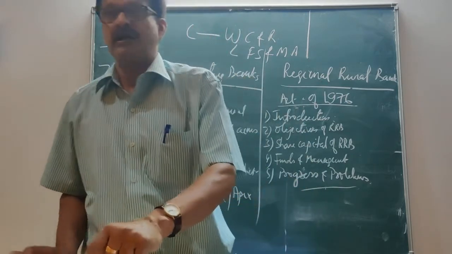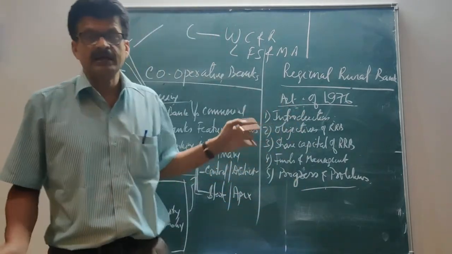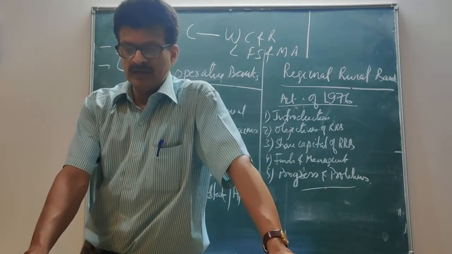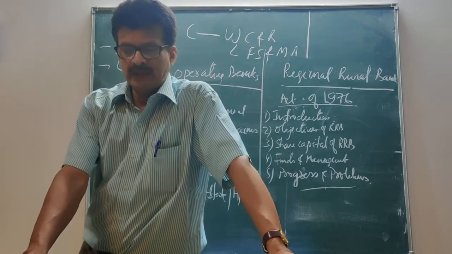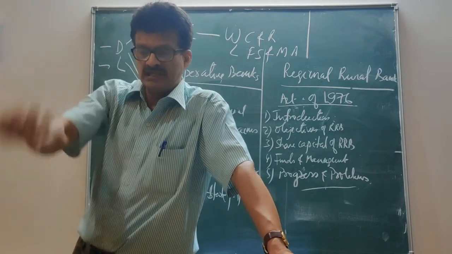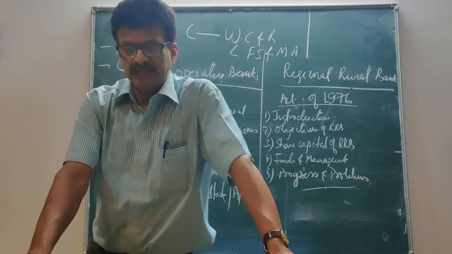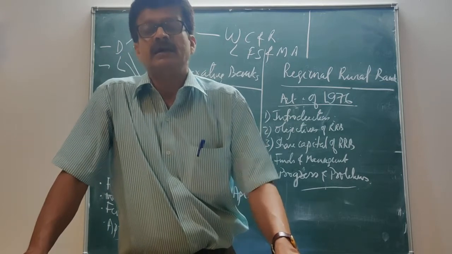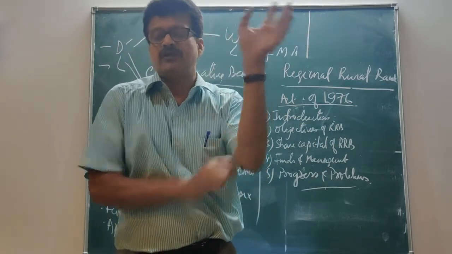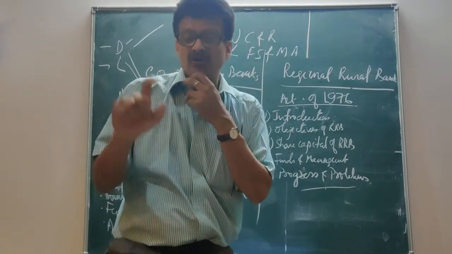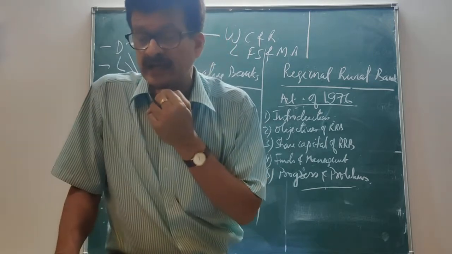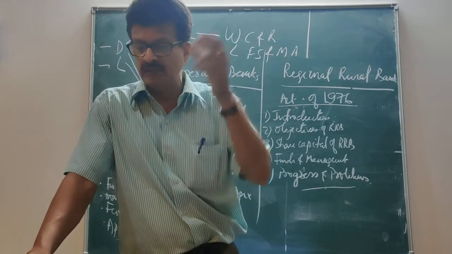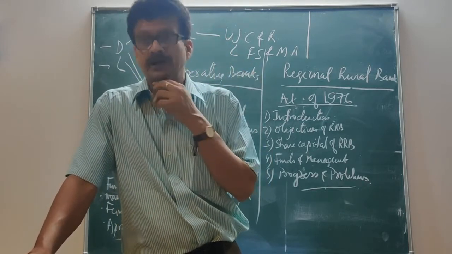The cooperative banking structure in India is three tier, namely at the base level, it is the primary credit society. Primary credit societies at the base level are of two types: agricultural credit society or rural credit society. That's what we find in the rural areas. And in the semi-urban areas, small towns, you will find urban credit societies or urban cooperative banks.